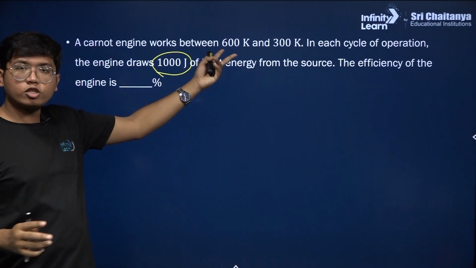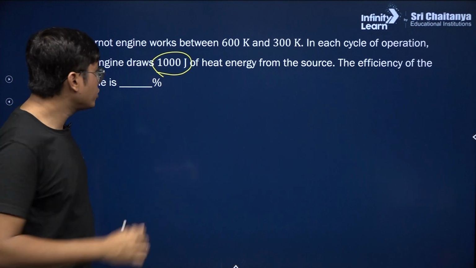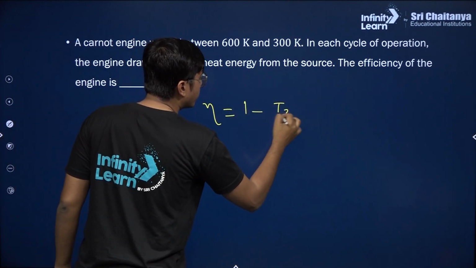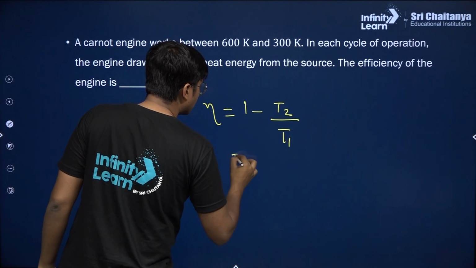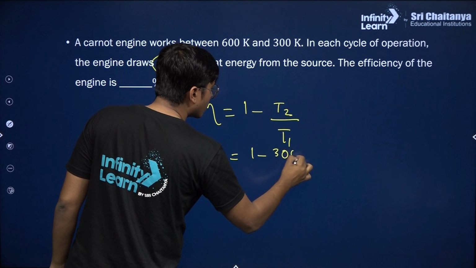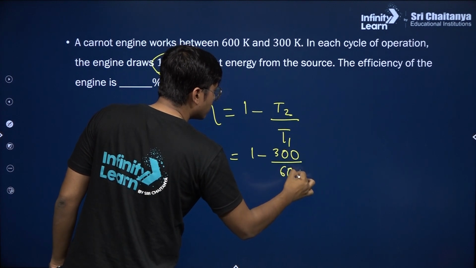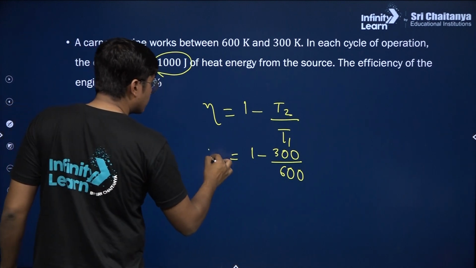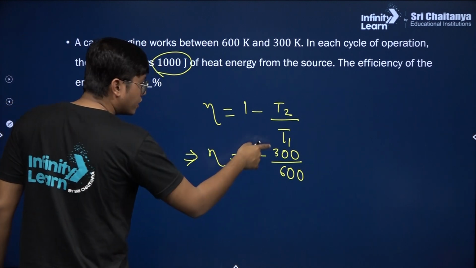If it's working between these two, a Carnot engine will have the same efficiency that is given by eta is equal to 1 minus T2 by T1. So this becomes 1 minus T2 is 300, T1 is 600. So 300 by 600 is half, so 1 minus half. This is eta, 1 minus half is just half.